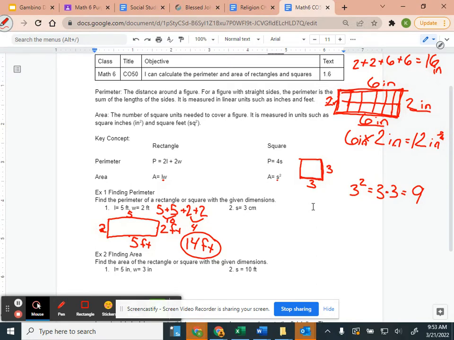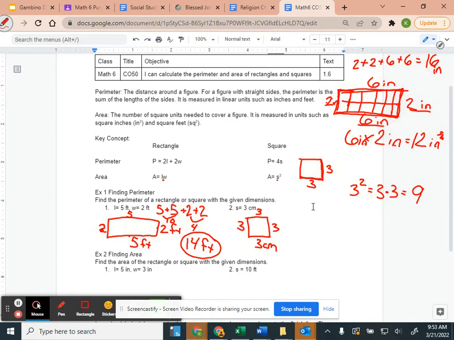Our next one, it says the side is 3 centimeters. What is our perimeter? If we only know one side, what is it telling us about that shape, Will? It's a square. So how do we find the perimeter of a square with the side of 3 centimeters, Will? So you can fill in your missing numbers, and you add them all together.